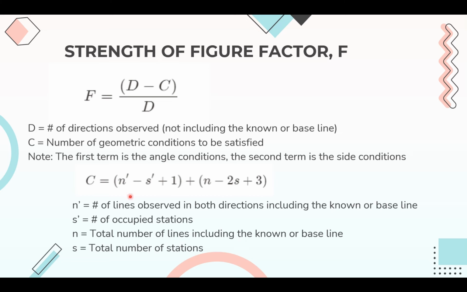This term here, N prime minus S prime plus 1, these are the angle conditions. This is the first term, the angle conditions that need to be satisfied. And N and S are the parameters that give us the value or the number of side conditions that need to be satisfied. So, the number of geometric conditions is the sum of the number of angle conditions plus the number of side conditions. And if we find our letter C, we will find our letter F. The D, we can already count it.